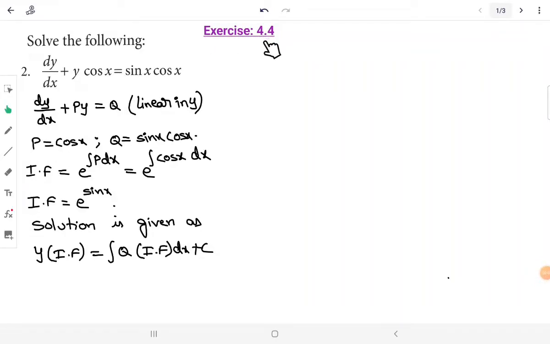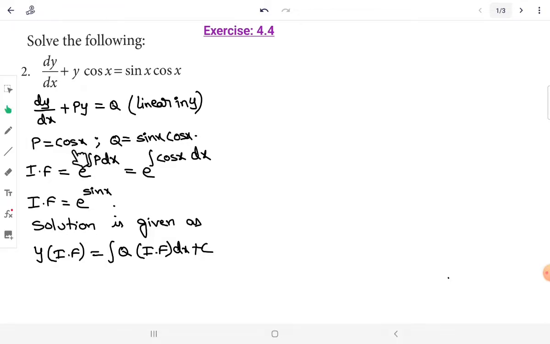Students, in this video we are going to see exercise 4.4 question number 2. dy by dx plus y into cos x is equal to sin x into cos x. So clearly this is a linear differential equation because it is in the form of dy by dx plus py is equal to q. So what is p if you compare? P is nothing but cos x. And what is q? Q is nothing but sin x into cos x.